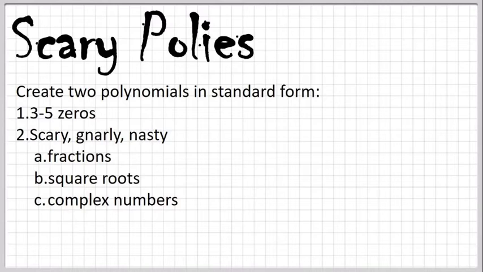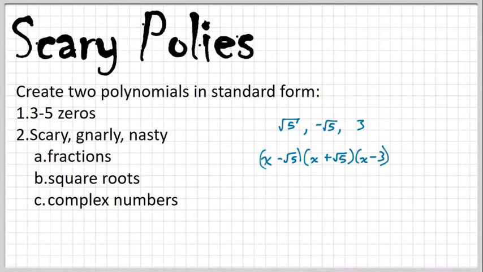It will get nasty. So like, for fractions, I don't think I need to show you guys fractions. Let's show square roots. If you guys chose like square root of 5 as one of your zeros, also choose negative square root of 5, because then when you multiply it all out, it'll come out pretty. Okay, and then like throw another number in there or whatever. So this would be x minus square root of 5, x plus square root of 5, and then x minus 3.